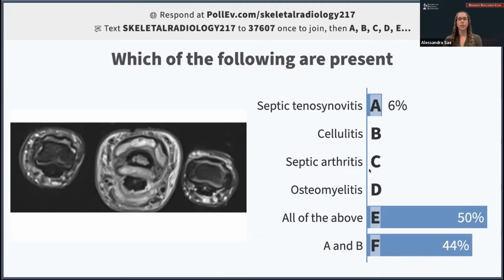Good, it looks like we're leaning towards all of the above, and that would be correct. So we can see here that there is fluid surrounding the flexor tendon sheath. There is edema and enhancement spanning that interphalangeal joint of that finger. There's surrounding soft tissue edema and enhancement. So this is a case of septic tenosynovitis, cellulitis, septic arthritis, and osteomyelitis. They got the full works just by picking a little blister on his finger.